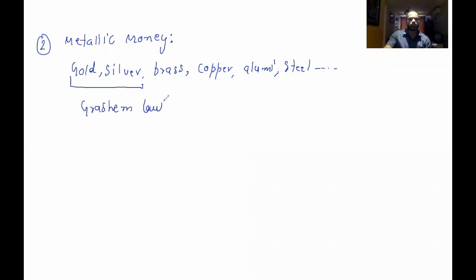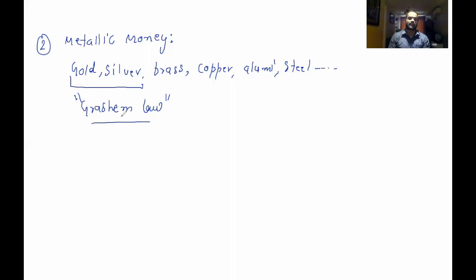Gresham's law. According to Gresham's law, expensive metal should be out of the circulation system. That's the meaning of Gresham's law, which means if any kind of metal is expensive, that must be out of the circulation system, meaning that metal cannot be used as a means of payment or medium of exchange. Why do we have to take it out of circulation? Because of availability. Gold and silver are considered scarce, limited resources. Due to the limited supply of gold and silver, they must be removed from the circulation system.